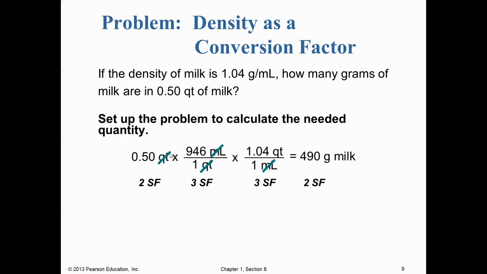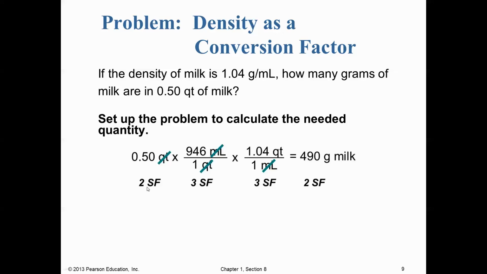The quarts we want to get rid of, so they go on the bottom of our ratio. They cancel the quarts here. And then 1.04, this should actually be grams here. The authors made a mistake in the slide, and unfortunately it's an image, so I can't fix it. 1.04 grams per 1 milliliter. This is measured, so I would have to measure the density of milk. This is known to 3 sig figs.